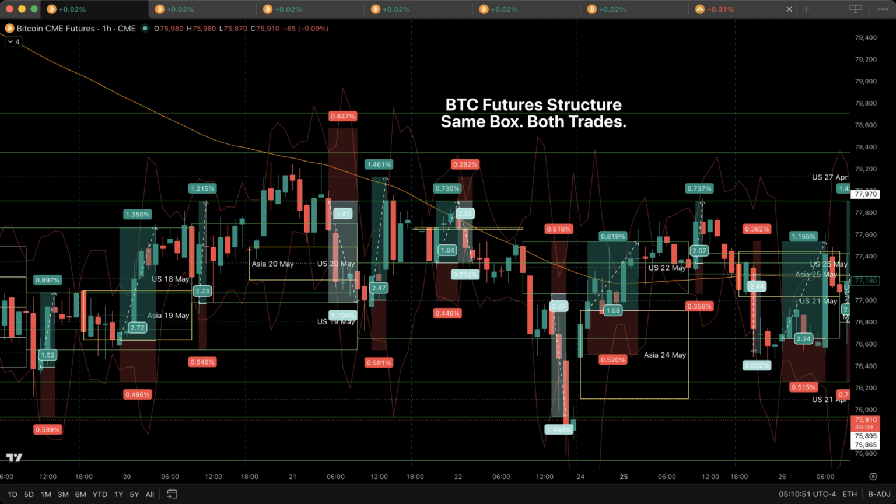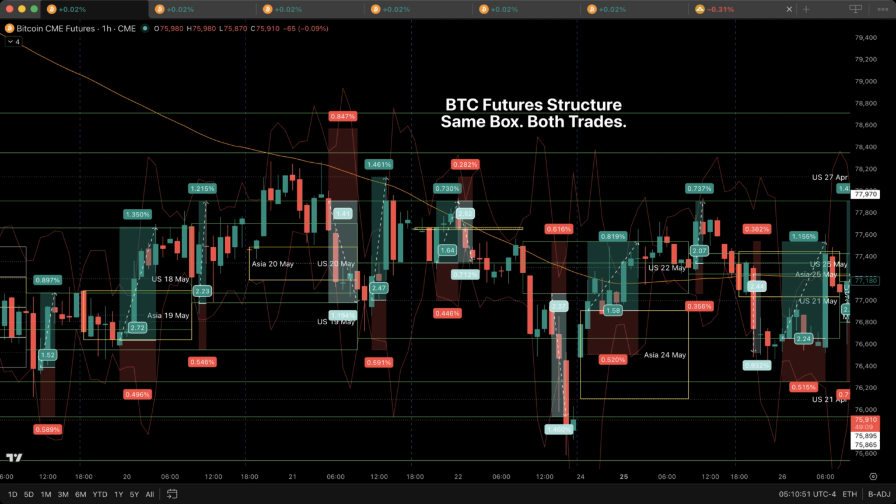The target sits at the May 22nd U.S. session upper boundary. That is the top side of the same working range. If price holds the May 21st U.S. lower boundary and rotates back up, that upper boundary is the clean target. The same memory creates both trades.